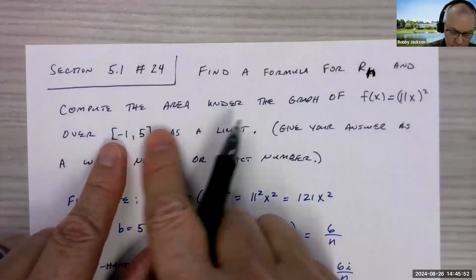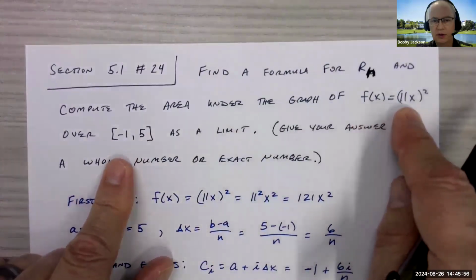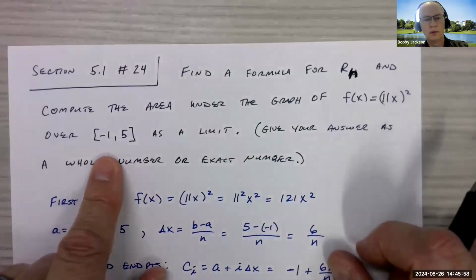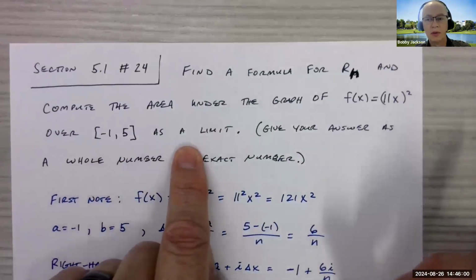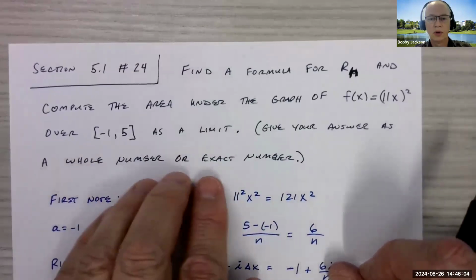And we're going to compute the area under the graph of this function f of x equals the quantity 11x squared over this interval, -1 to 5, as a limit. So we'll take the limit as n goes to infinity. And then give your answer as a whole number or exact answer.